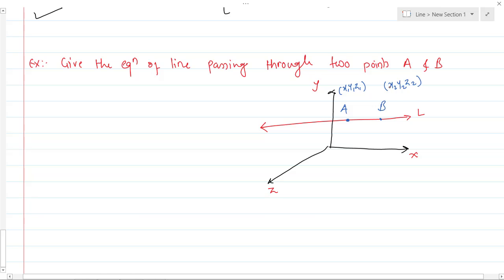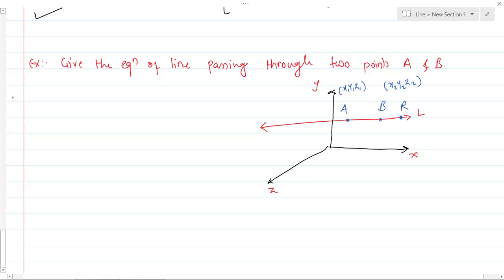Now let's have a locus of the line. For that purpose, let's take any point R on the line. So let's take R to be any point on the line, and now let's try to get the equation of the line.